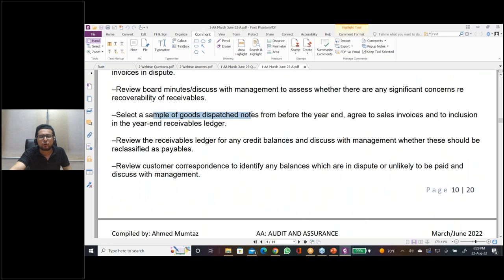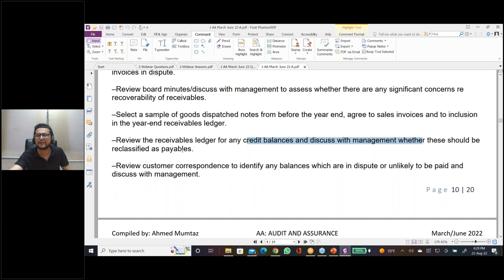Select a sample of goods dispatch notes from before the year end. Agree to the sales invoice and to inclusion in the receivable ledger. So considering you have selected the sample before the year end, it should be recognized as a receivable at the year end. Review the receivable ledger for any credit balances, because normally the receivable is an asset. So normally they have got a debit balance. So if there is any credit balance, it is an unusual situation and we need to have a discussion with the management regarding the reclassification as a payable.